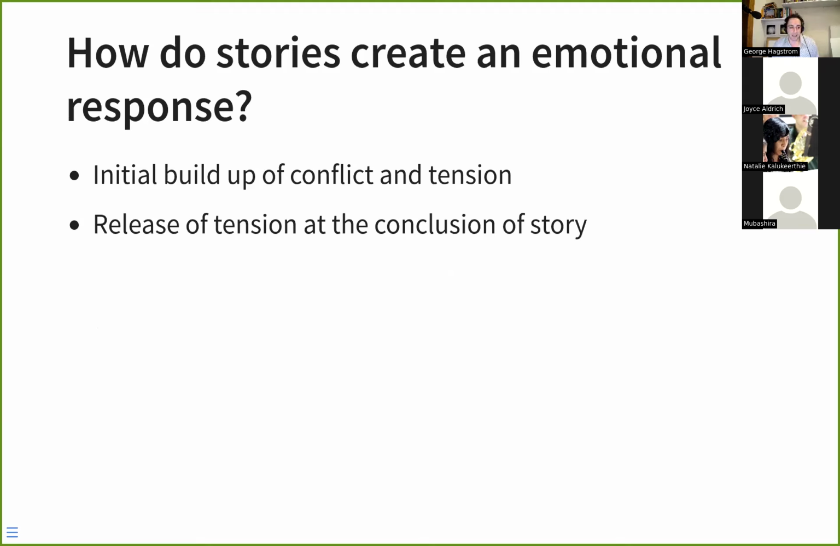So how does a story create an emotional response? There are two key parts of a story that are generally present and needed to create the emotional response we're looking for. There's usually an initial buildup of tension, or creation of some kind of conflict, and then there's the release of that tension at the conclusion of the story. So there's this arc where the story builds up tension and conflict, reaches a breaking point, and then resolves somehow through the action of the story.